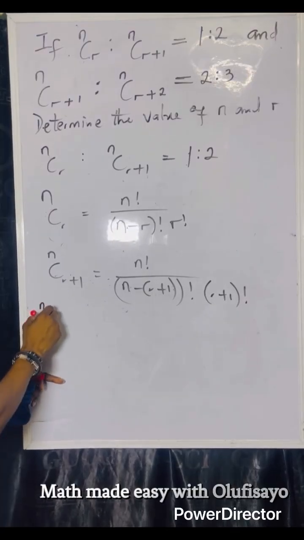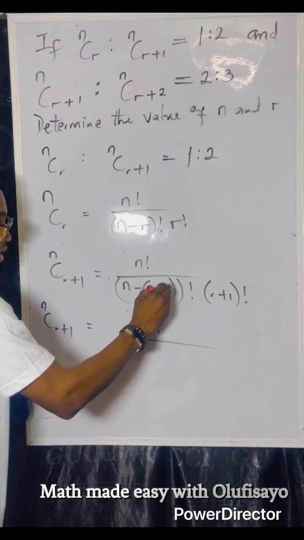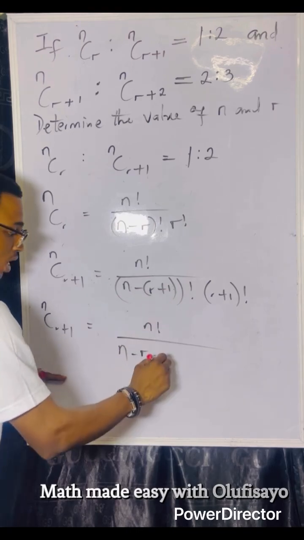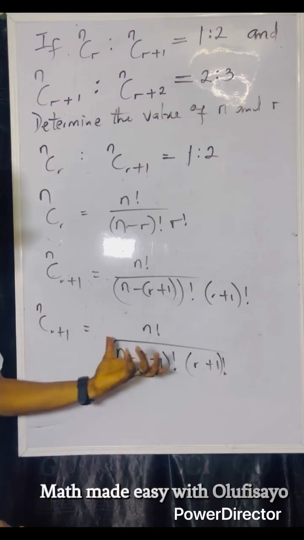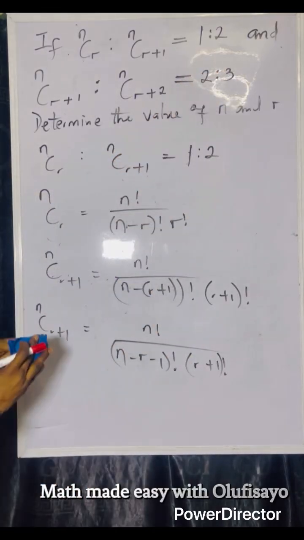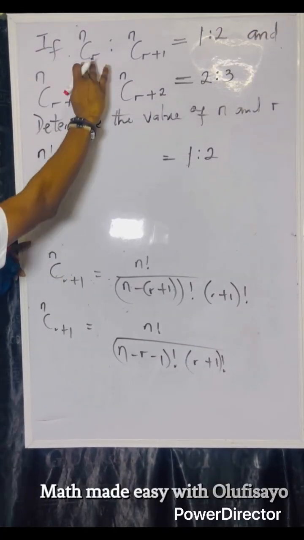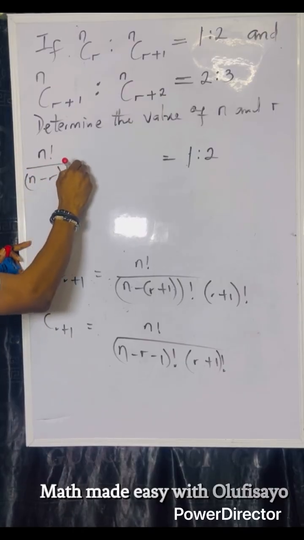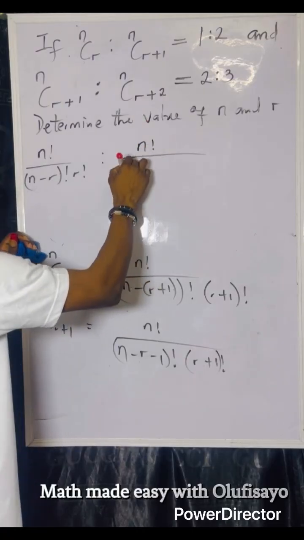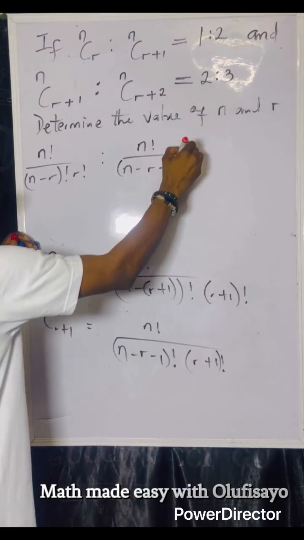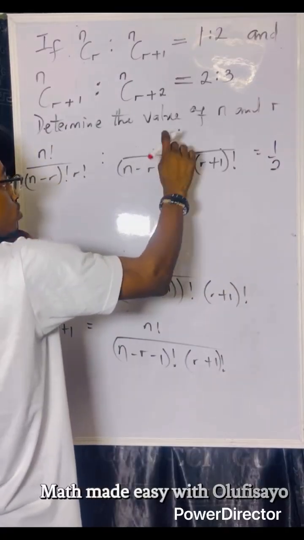We can easily say nC(r+1) equals n factorial over (n minus r minus 1) factorial, then (r+1) factorial. Now we equate this to 1:2, which can be written as: n factorial over n minus r factorial times r factorial, ratio n factorial over (n minus r minus 1) factorial times (r+1) factorial, equals 1:2, which is 1/2.